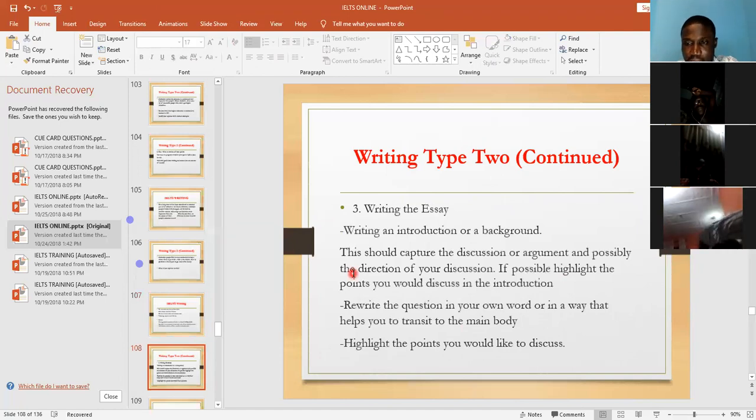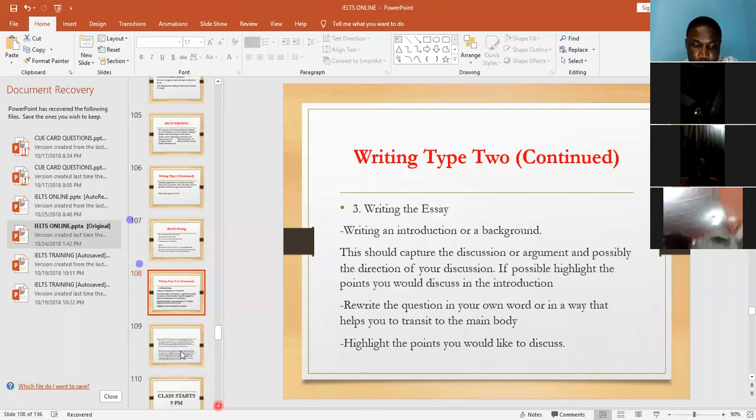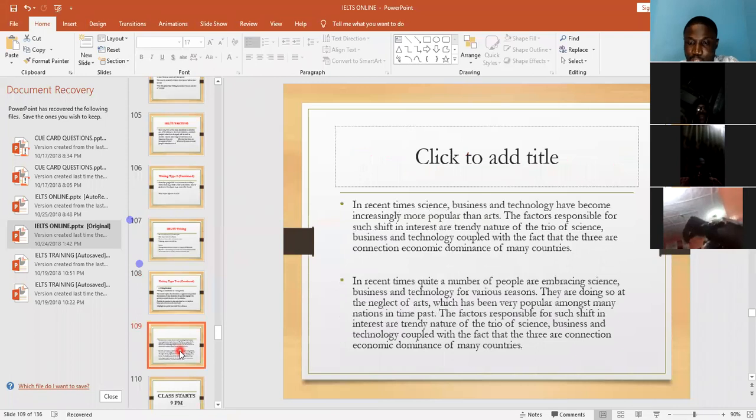Okay, it's not necessary that you highlight the points, but sometimes highlighting the points makes it easier, and it also makes it easier when you are rounding off or concluding. Okay, so in the last lecture, this was what we were able to draft in the class.